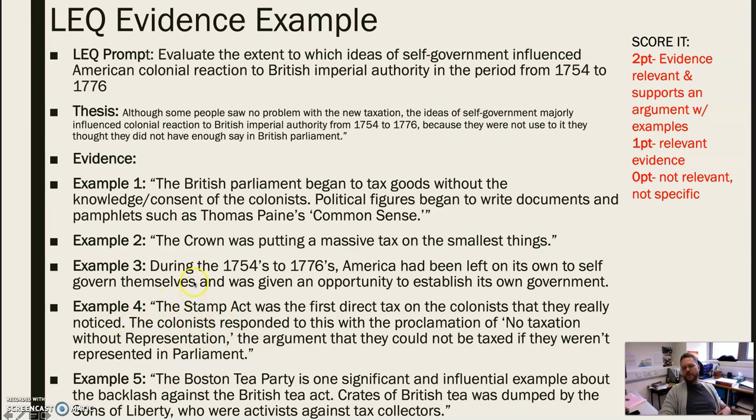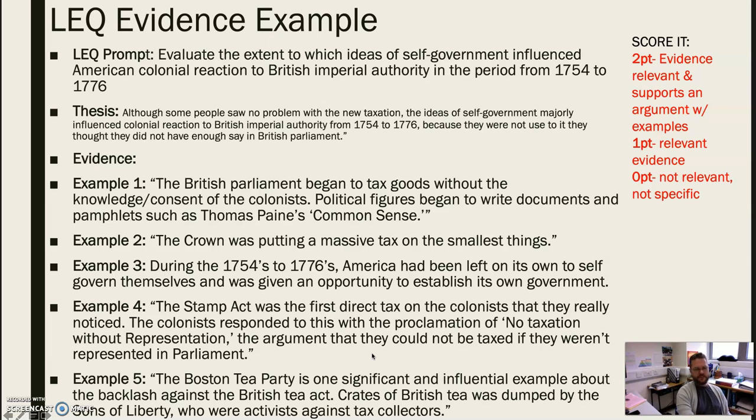Okay, so number 5, the Boston Tea Party. Was number 5 0, 1, or 2? This one is only 1 point, all right? And the reason being, we do mention the Boston Tea Party, but they don't tie it back to the prompt, right? It's just some facts about the Boston Tea Party. They don't necessarily talk about the ideas of self-government influencing American colonial and British authority, right? They don't tie it back to that. And so those are 5 examples of various ways evidence could go.